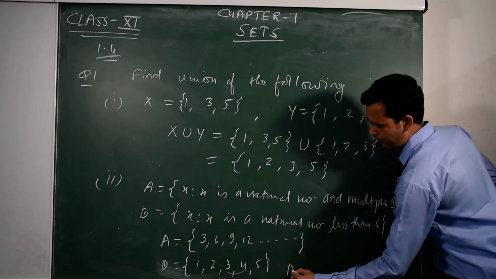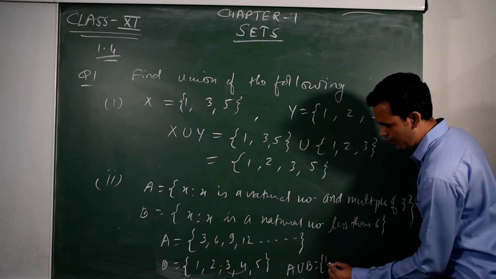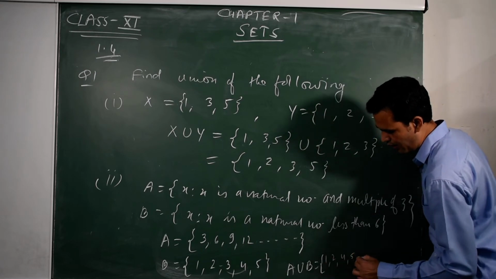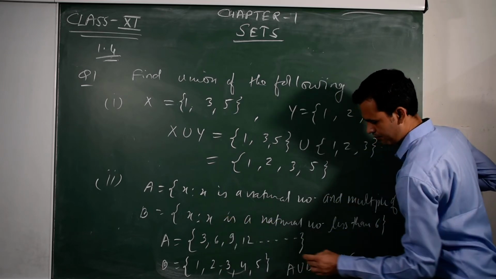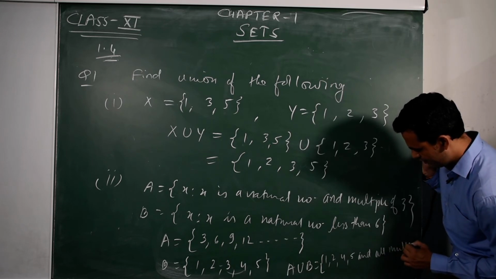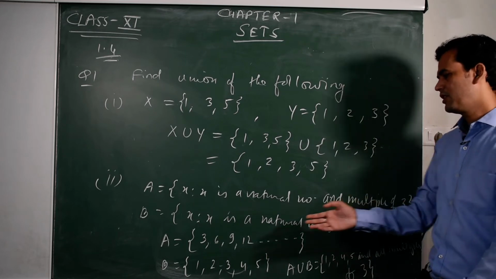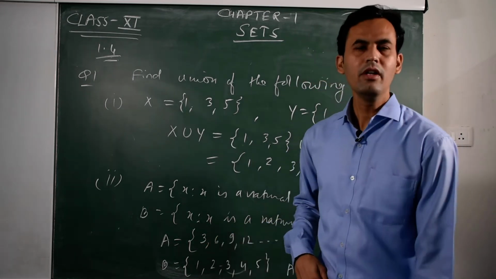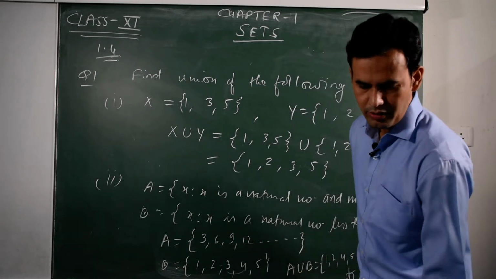And if we find A union B, then we write it as 1, 2, 4, 5 and all multiples of 3. All multiples of 3 means 3, 6, 9, 12, 15 and so on. So, this is called A union B.